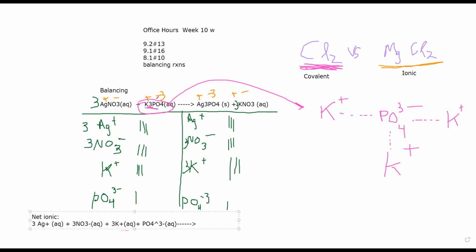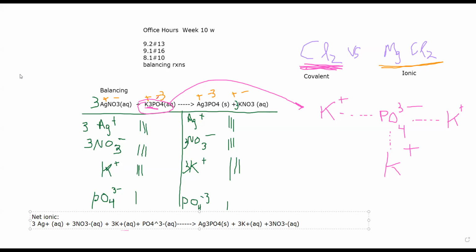We can then go ahead and look at where this goes. The Ag3PO4 is going to stay solid, right? We don't break up the solid compounds in our net ionic. Then we split up our 3K+ aqueous to represent the fact that there are still 3 potassium ions floating around in solution.